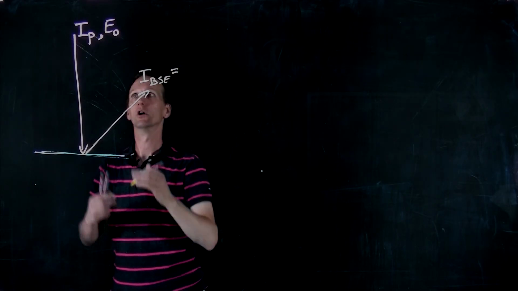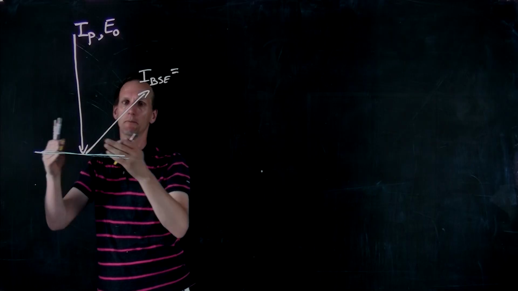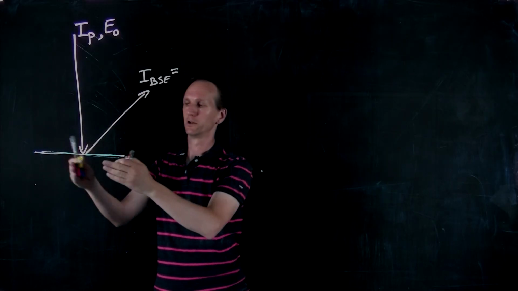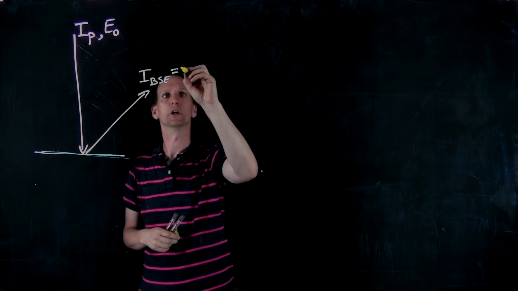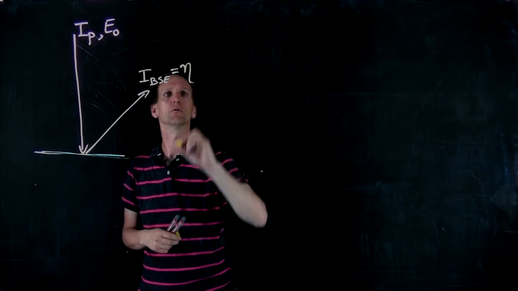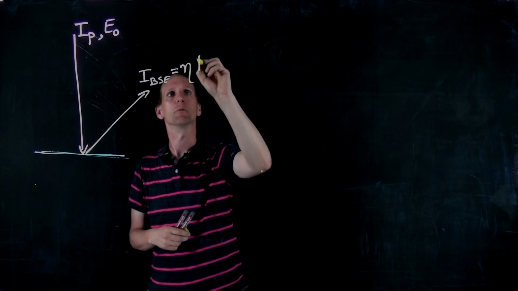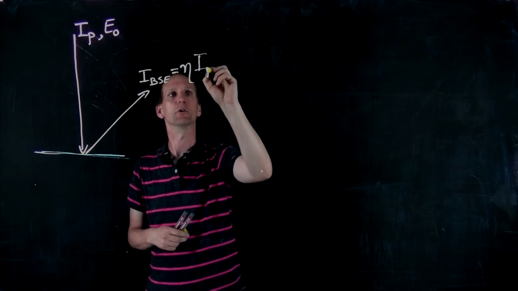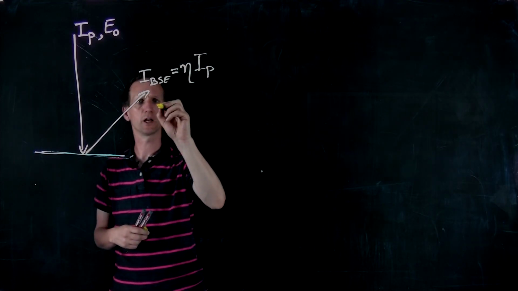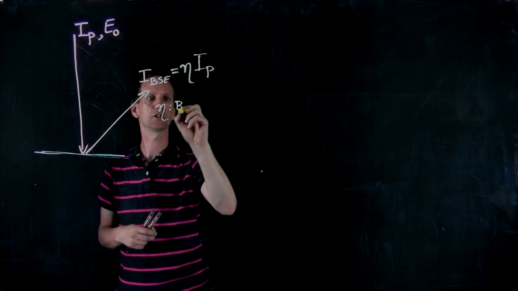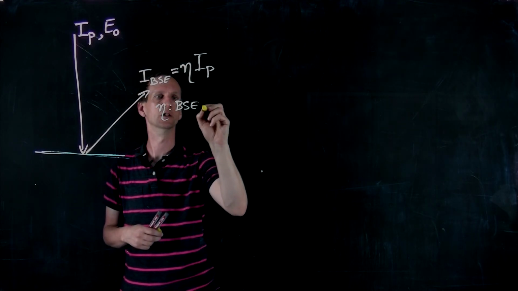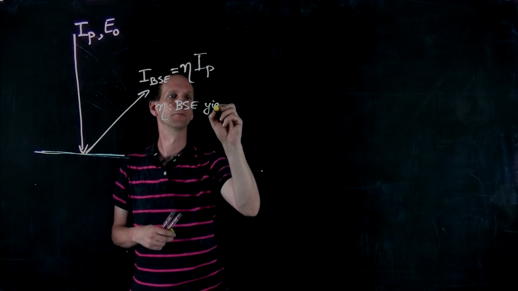and depending on the incoming electron beam current and the yield of backscattered electron creation, this will be a certain factor, which we call eta, times the primary beam current. And in this case, our eta is what we call the backscatter electron, or BSE, yield.